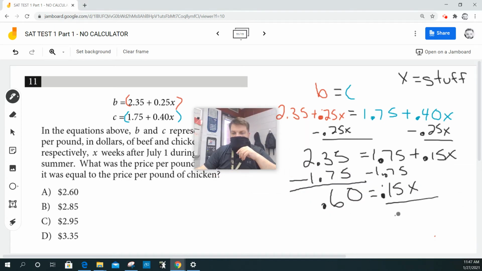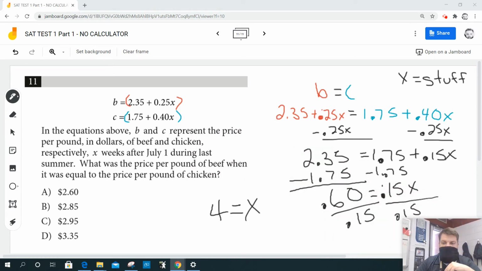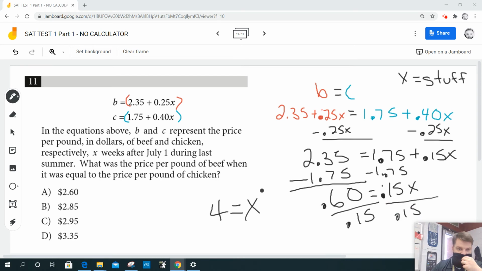So then I'm going to divide both sides by 0.15. Guess how many times that goes into it? 4. So x equals 4. Uh-oh. What do you guys notice about x equaling 4? Is that one of our options? No, so we're not done yet.